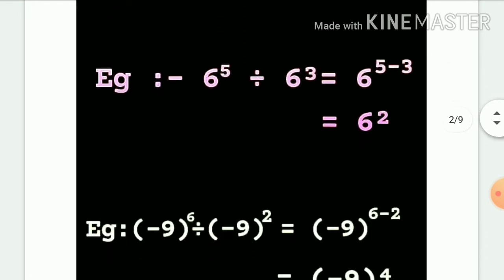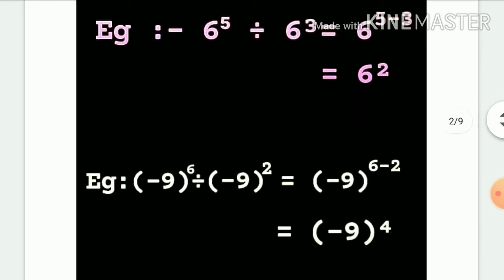Now see one more example: minus 9 raised to 6 divided by minus 9 raised to 2. What was the condition?